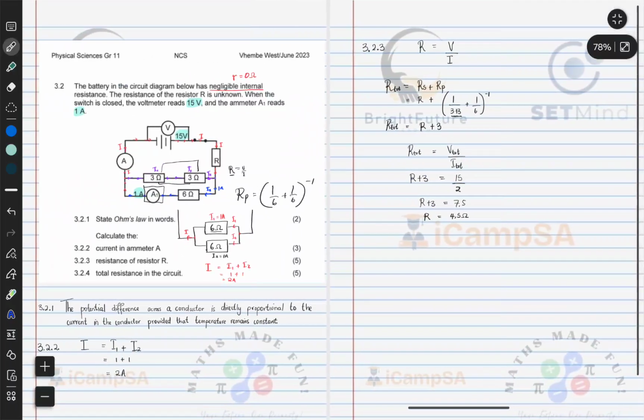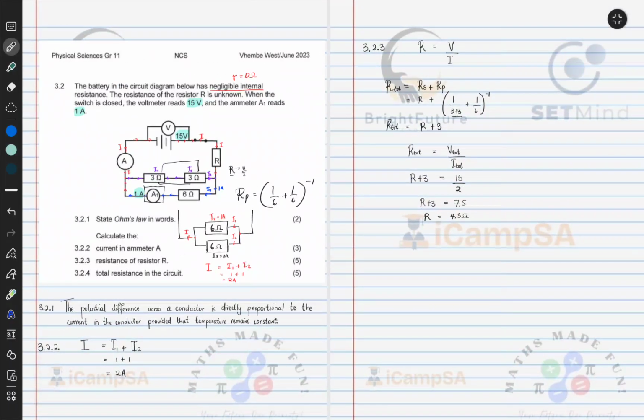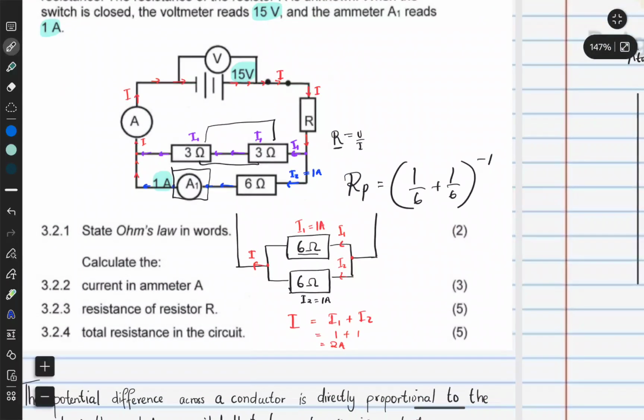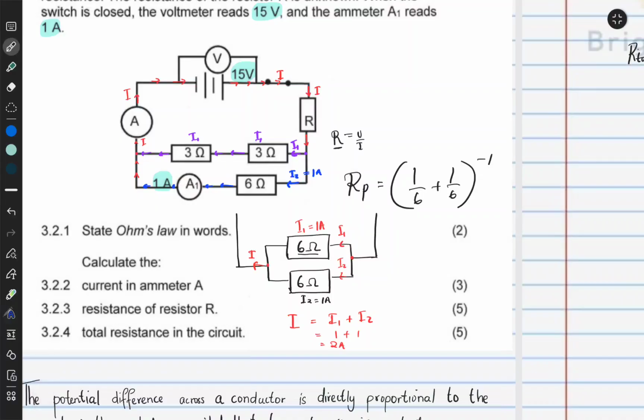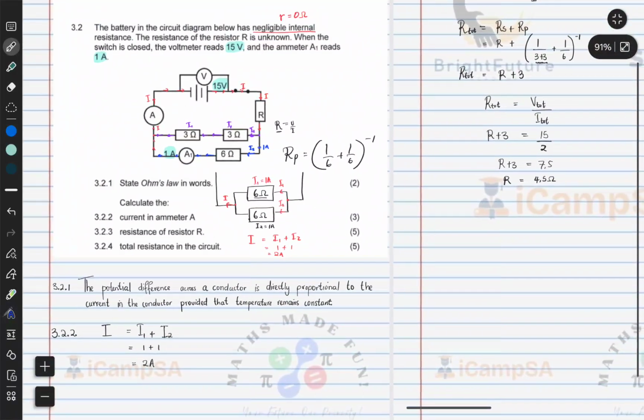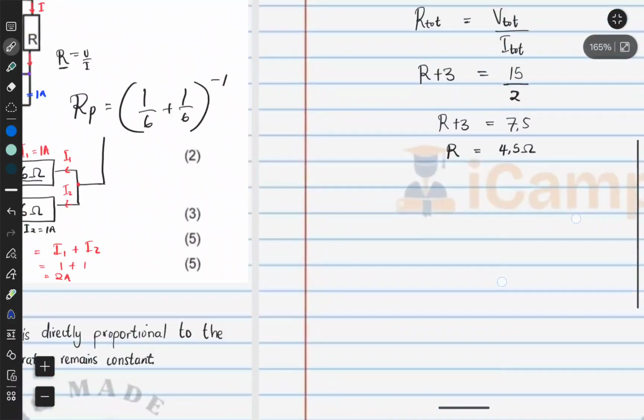There's another way of doing it, but I'll leave it to you to do it as homework. All right, so this is the simplest way I think you would have approached this. And now let's go ahead and go to 3.2.4.